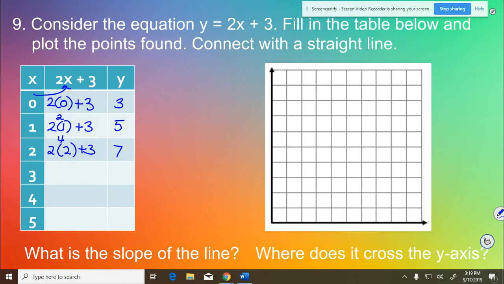3 the same way. 2 times 3 plus 3 is 6 plus 3, which is 9. 4 the same way. 2 times 4 plus 3 is 8 plus 3, or 11. And lastly, plug in the 5. 2 times 5 plus 3 is 10 plus 3, or 13.